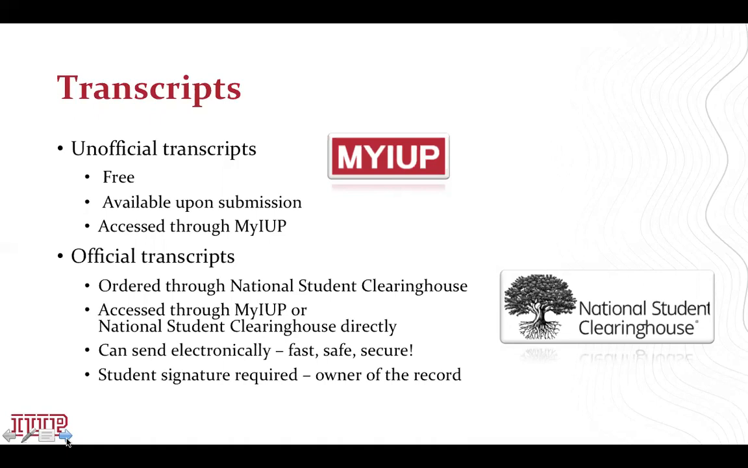An unofficial transcript is free, available upon submission, and accessed through My IUP. An official transcript is ordered through the National Student Clearinghouse. You can access the National Student Clearinghouse through your My IUP account or through the National Student Clearinghouse directly. You can send an official transcript electronically. It's fast, safe, and secure. You can also send an official transcript by mail as well if needed. A student signature is required since the student is the owner of his or her own educational record.